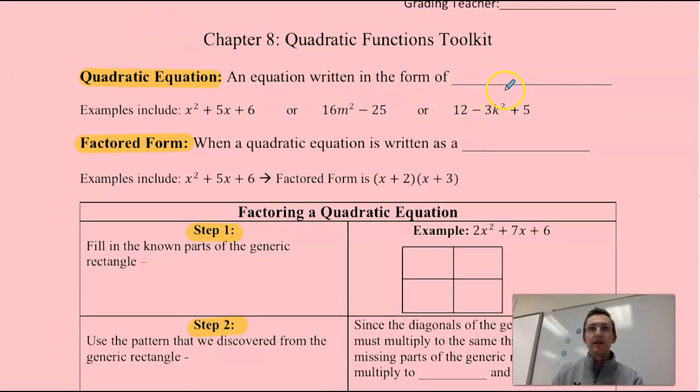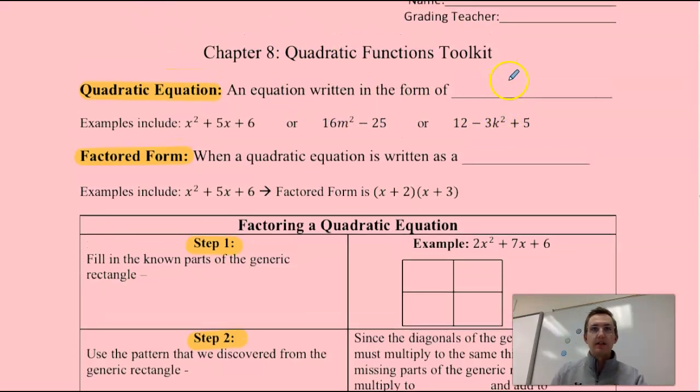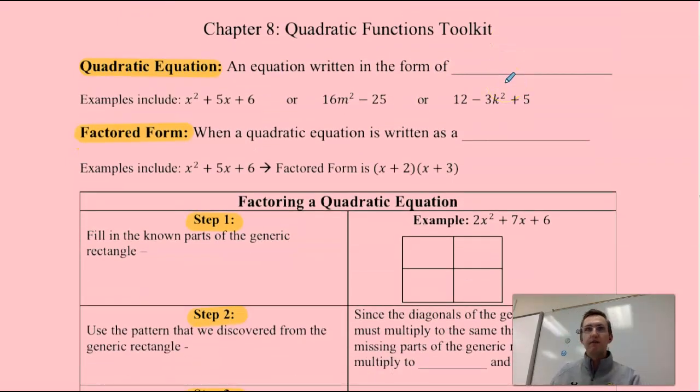So a quadratic equation is an equation written in the form of ax squared plus bx plus c, where a, b, and c are all constants, kind of like we can see here, like 1 in front of x squared, 5 in front of x, and that's 6 at the end.